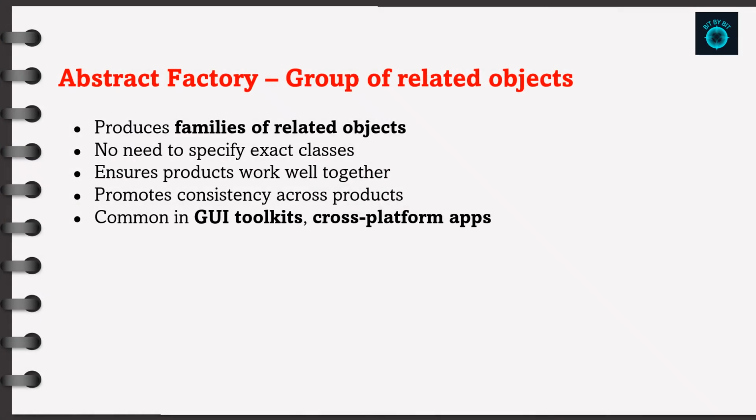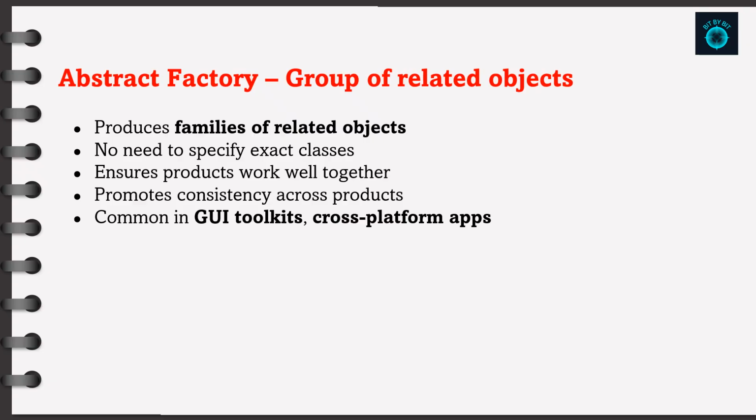Abstract factory, group of related objects. The abstract factory pattern is used to create families of related objects without specifying their concrete classes. Unlike the factory method, which creates one type of product, the abstract factory creates multiple related products, for example, a button and a checkbox that belong to the same theme or platform. The key idea is that all the created objects are meant to work together.